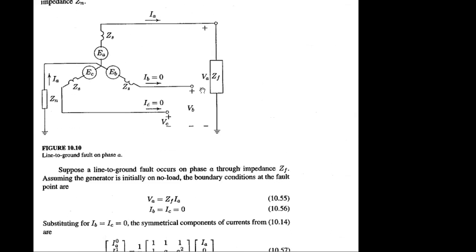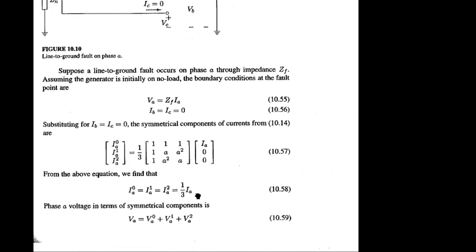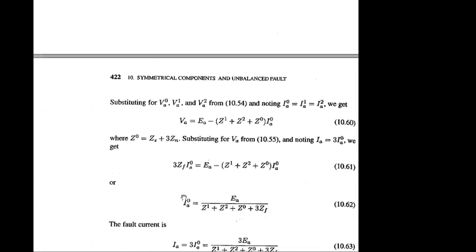And we can get the drop. This is in terms of IA, but IA has the relation in terms of IA naught, right? From this, IA will be 3 IA naught. And from that we can get VA equals ZF IA, which is 3 ZF IA naught, right? So this part is there already. When we simplify, we can extract the IA naught part in terms of the positive sequence internal voltage, and the impedances Z1, Z2, Z0, and ZF.